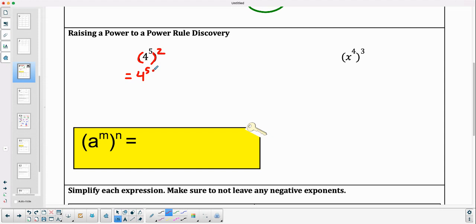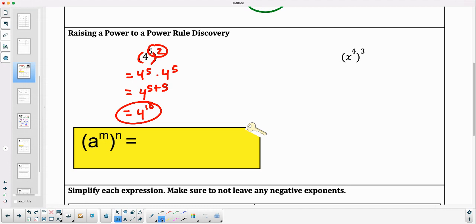There we go. It's 4 to the 5th times 4 to the 5th. And what we said yesterday is we add those exponents together. So what we really have is 4 to the 10th. But what could have been maybe faster, if we would have just looked at 5 and 2, we could just multiply those together and get 10 a little bit faster.